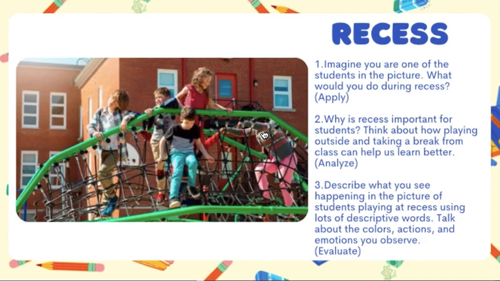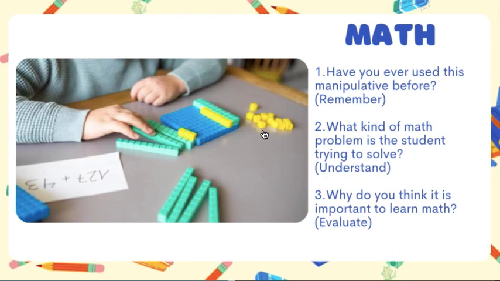Imagine you are one of the students in the picture. What would you do during recess? This is Apply. Why is recess important for students? Think about how playing outside and taking a break from class can help us learn better. This is Analyzing. And describe what you can see happening in the picture of students playing at recess using lots of descriptive words. Talk about the colors, actions, and emotions you observe. This is Evaluate. The next picture shows a student solving a math problem.